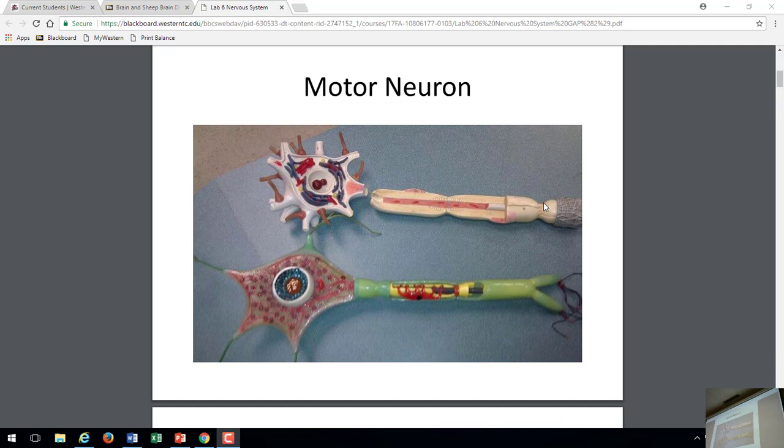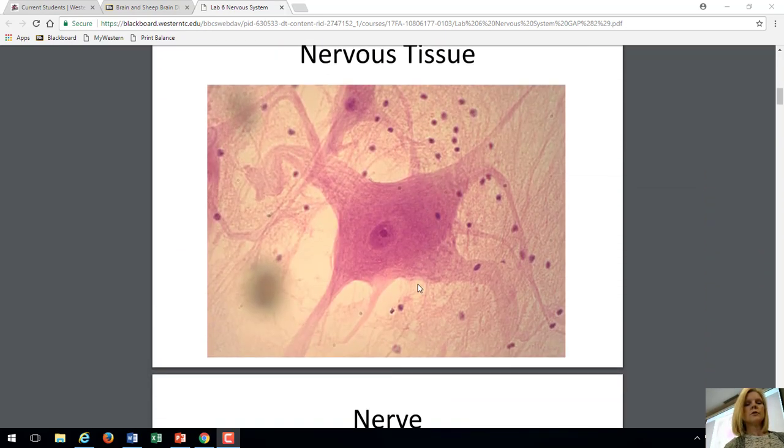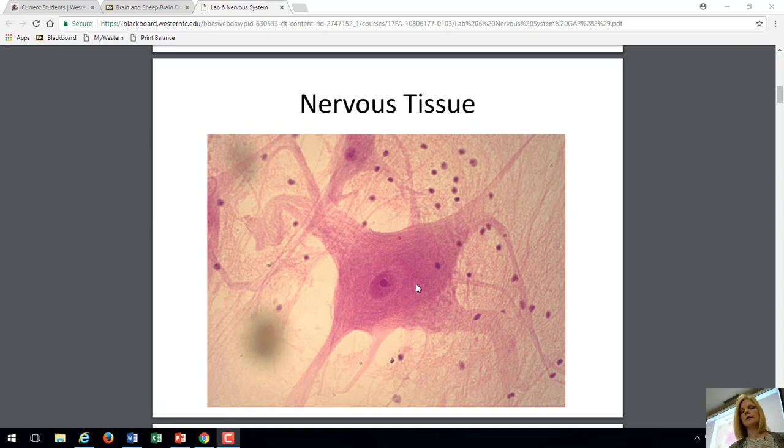I like this green one here because it shows the plasma membrane, because we have to remember all cells have a plasma membrane, a nucleus, and cytoplasm. So regardless of their shape in the body, they're going to have those three structures in common. But we can see a nerve cell looks very different than a skin cell, which is a flattened squamous cell. So then the tissue that we're looking at in this unit is nervous tissue.